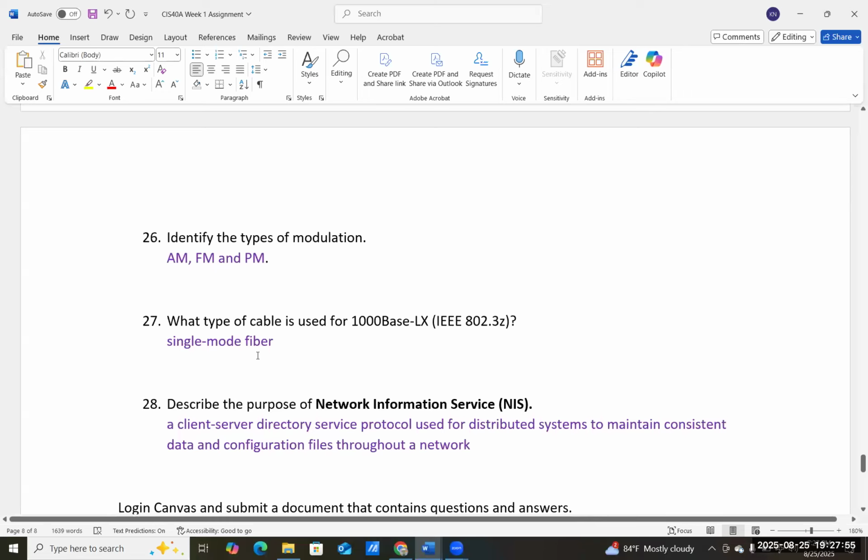And then for 28, the Network Information Service, which will be referred to as NIS. This allows you to have a client-server directory service protocol, very similar to what you've seen with Active Directory today. When you log on to your email account, you're using a user account, right? Your student email and your password. Basically, it refers to the directory of users on the network to determine who you are and what you're allowed to do.